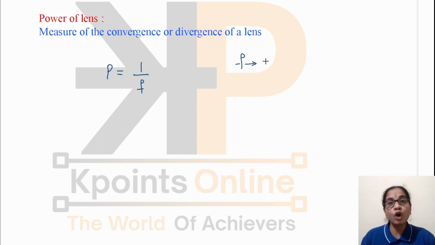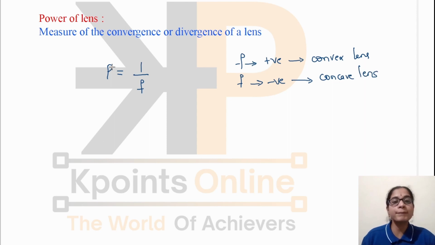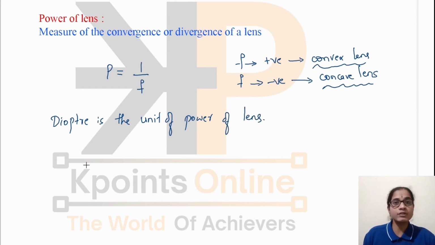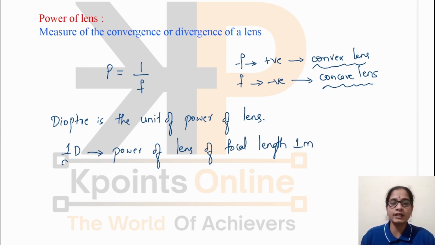F is positive in case of convex lens, and F is negative in case of concave lens. Because of which, if P is positive, then it shows that it is convex lens. If P is negative, then it shows that it is concave lens. And the unit of this power of lens is diopter. Diopter is the unit of power of lens. And to define, one diopter is the power of lens of focal length 1 meter. If I say the power of the lens is 1 diopter, then it means it is the power of lens of focal length 1 meter. This is how we will find out the power of lens.